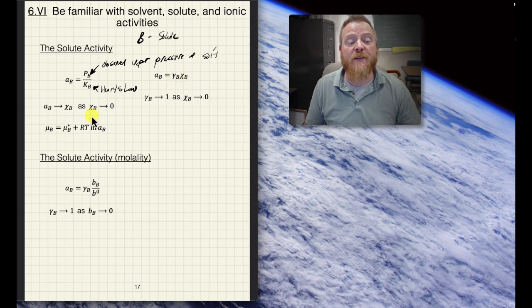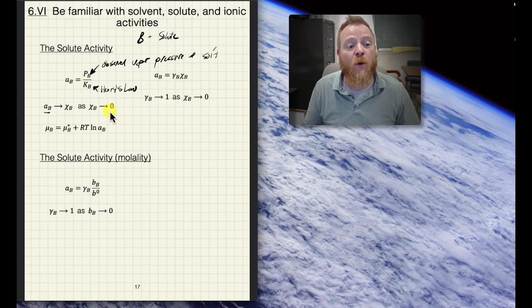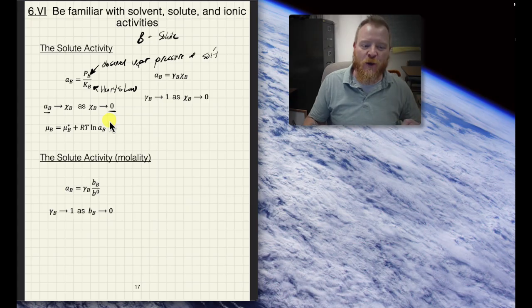But where this is different in the solute activity is that the activity of the solute will approach that of the mole fraction as the mole fraction approaches 0, right? So it's the opposite of the solvent, okay?